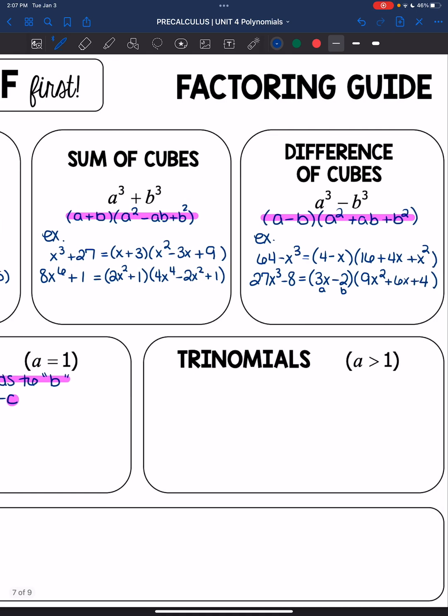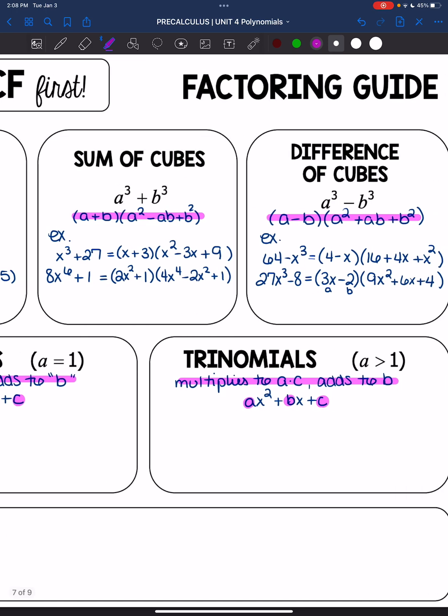Contrast that with this one. We're going to look at what will multiply to a times c and adds to b, because we will have something in front of our squared term this time around when our a is greater than 1. So look at that. You're going to have an a, a b, and a c value that you're going to be working with.